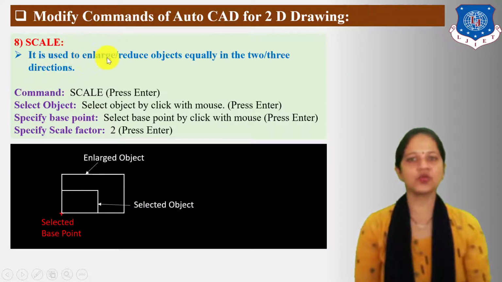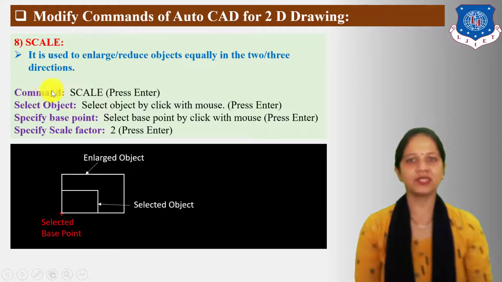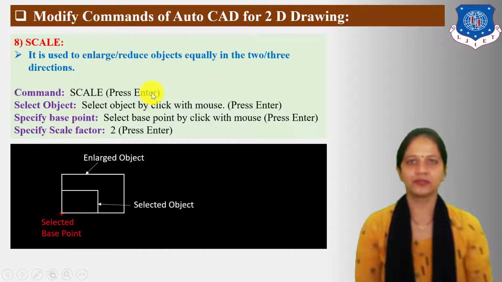It is used to enlarge or reduce an object equally in 2 or 3 directions. The command for scale is scale. So type scale in the command area, then press enter. The next statement displayed in the command area is select object. So select the object by clicking with the mouse, then press enter.